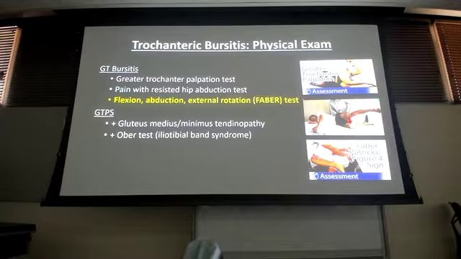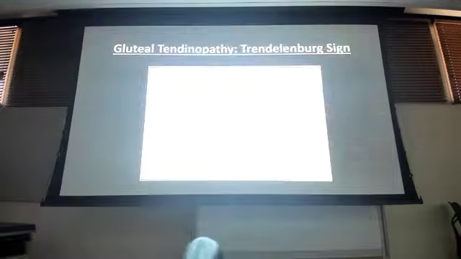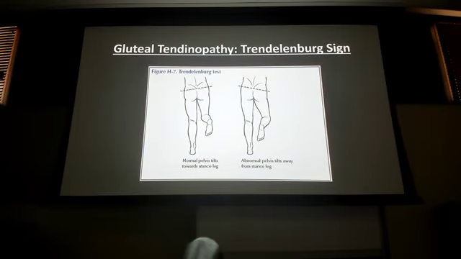Okay, so GTPS, well, that means that you have gluteus minimus and medius pathology as well. And you're going to have IT band involvement too, right? So do you think you're going to do all those tests for IT band and for gluteus medius and minimus weakness? Yes. What is the gluteus medius and minimus testing? That's the Trendelenburg test, right? Looking for that Trendelenburg sign. Okay, makes sense? So we'll go through all that. You see how hip pain can be not straightforward.